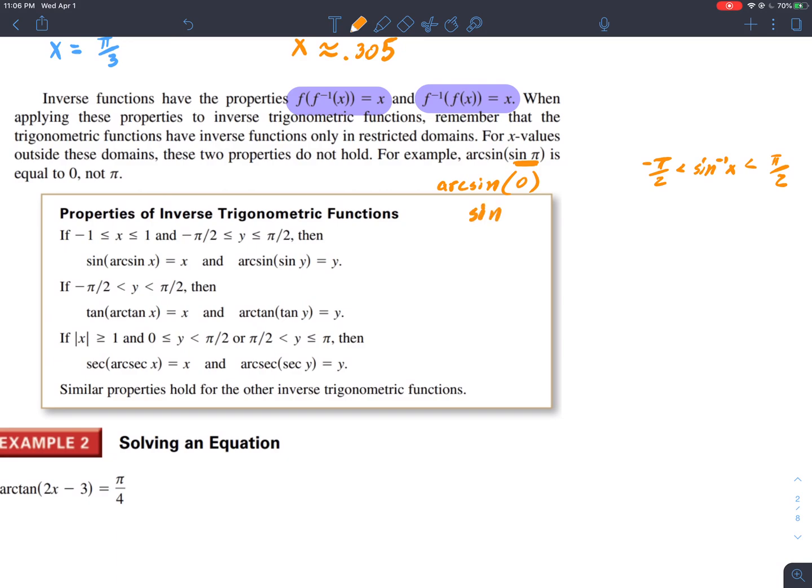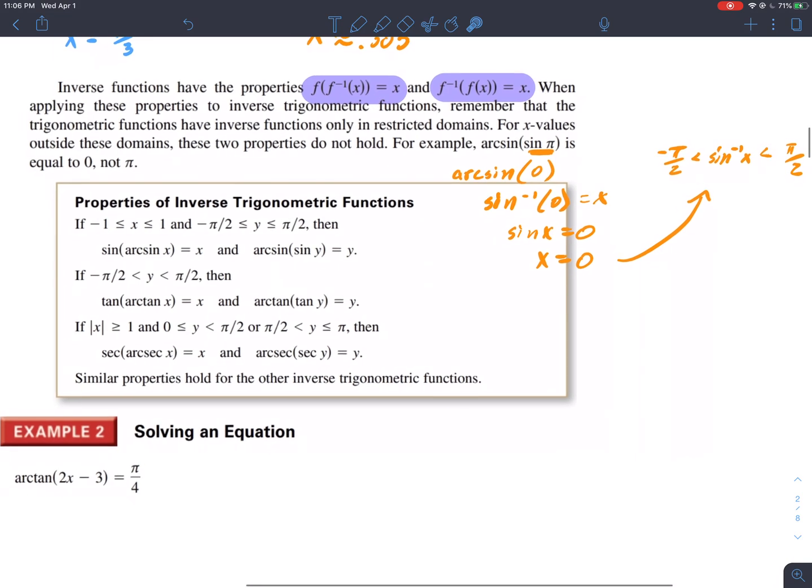You would go, okay, well, inverse sine of 0 equals x. So that means sine of x equals 0. And where does sine equal 0? Yes, at pi, but also at 0. And so you would realize, okay, the answer must be 0 because that's in our assigned domain. So you've got to be careful with these. Don't just blindly cancel out, because the answer must always fall within the restricted domain.